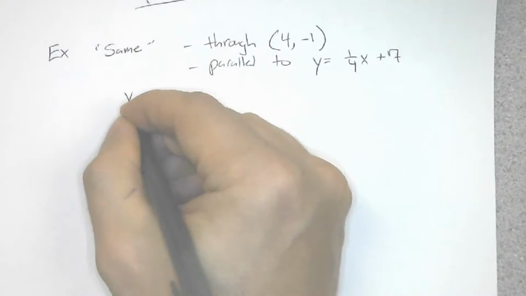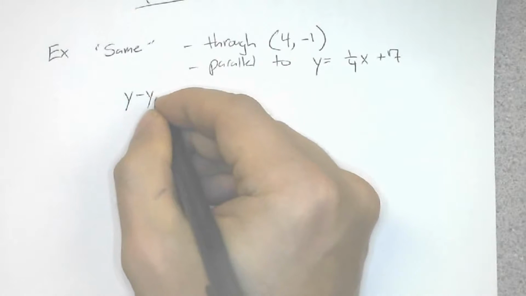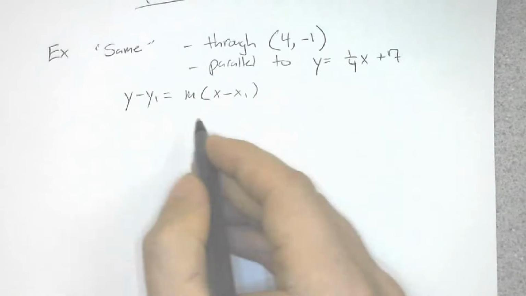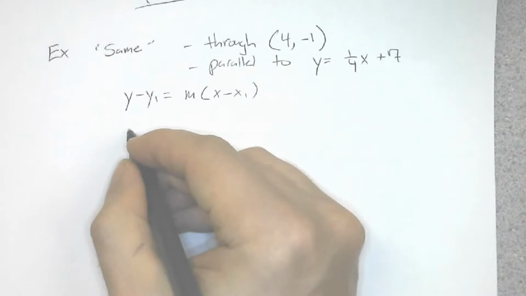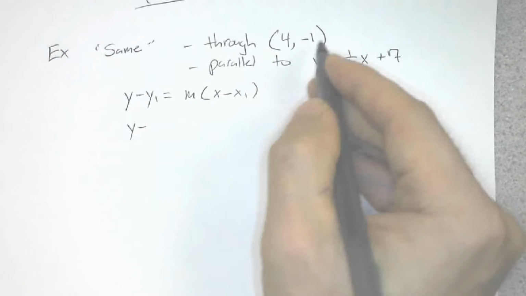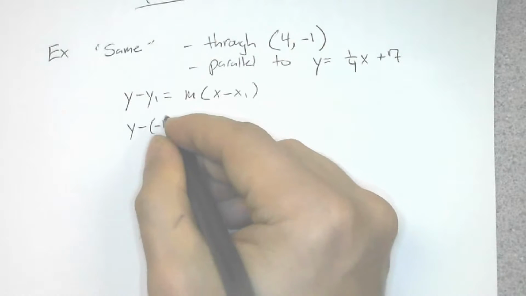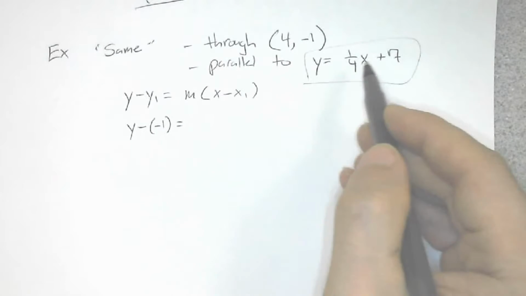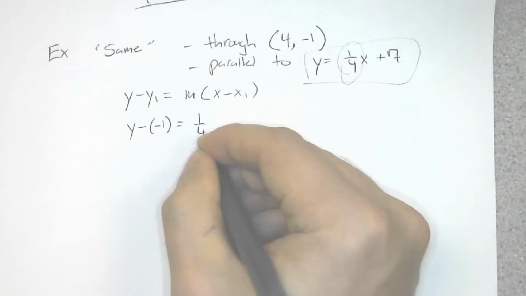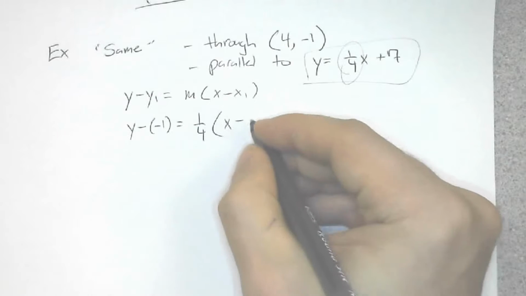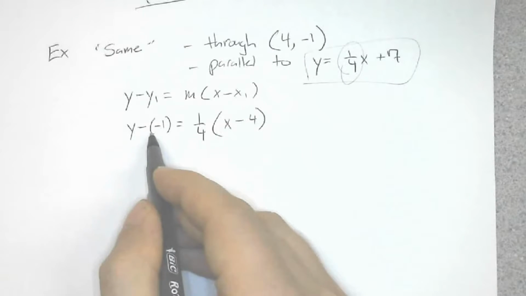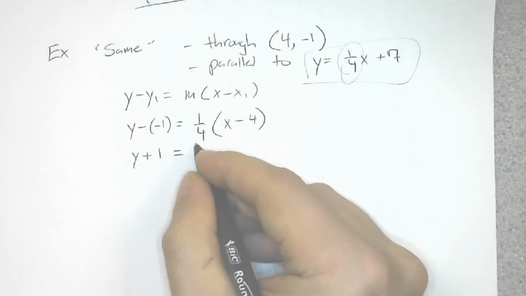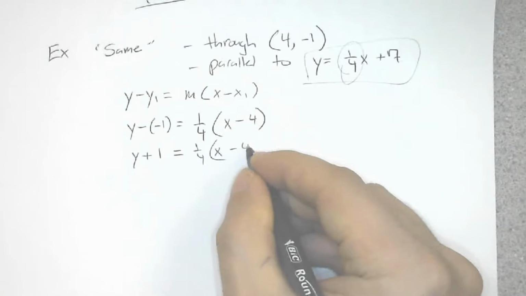So again, we're going to start with point-slope form. Y minus y1 equals slope times the difference of x and x1. Now we're going to fill in our values here. We have y minus, and our y value is -1. And we have our slope from this equation right here, y equals mx plus b, there's the m, 1/4. X minus, our x1 is going to be 4. Now, let's clean this up. Minus a negative is plus, so we have y plus 1 equals 1/4 times (x minus 4).